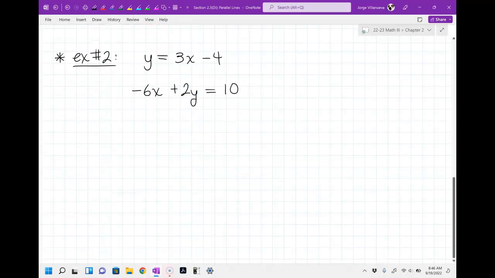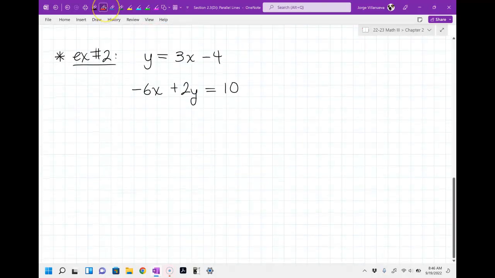Now, can you tell the slope for the top equation? What's the slope for the top one? 3. All right, so here we go. 3/1 or 3, okay?